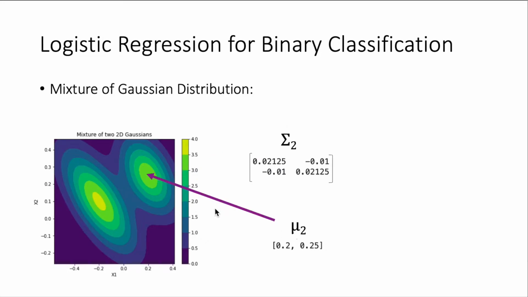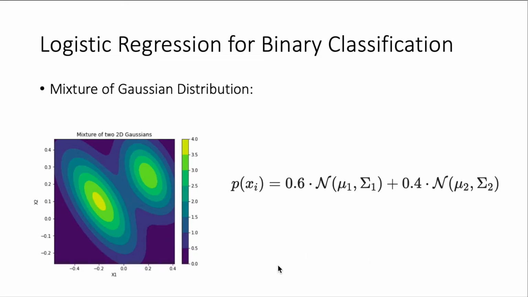Now for the second Gaussian component, we have this mu vector, which is the position of the center of the ellipse. And then we have sigma 2, which is in charge of the shape of the second Gaussian component. I'm not going to cover the details of how the covariance matrix produces the shape of the Gaussian component. I will cover that in a future video.